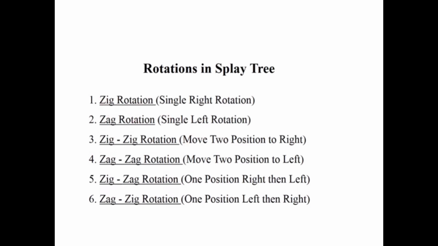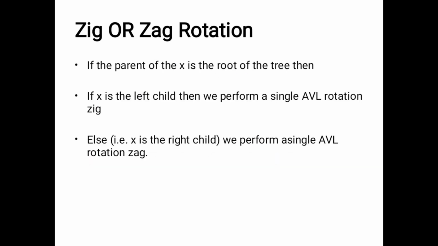Zig means right and zag means left. Here a zig means of the right and a zag means of the left. This is the rotations of the splay tree. One by one we have to do the definitions and rotation examples with algorithms.